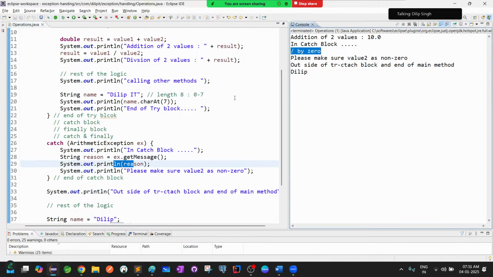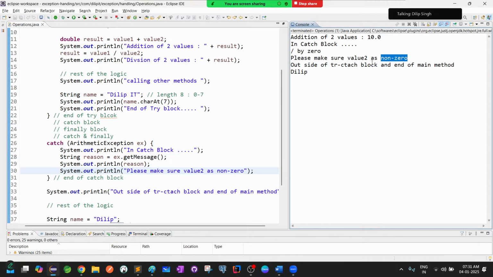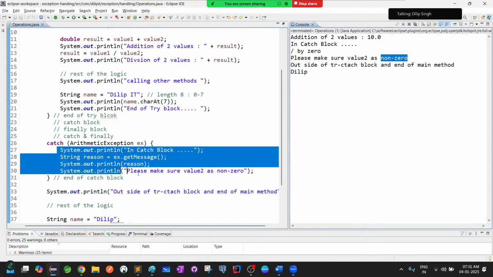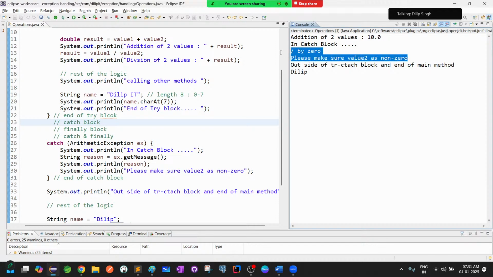Because of division by 0, and you gave a message also: please make sure value 2 is always a non-zero value. You gave a proper message also. That means you handled the exception. You handled it in such a way that you found the reason, you gave the reason, and you are telling what has to be done going forward to avoid that exception.